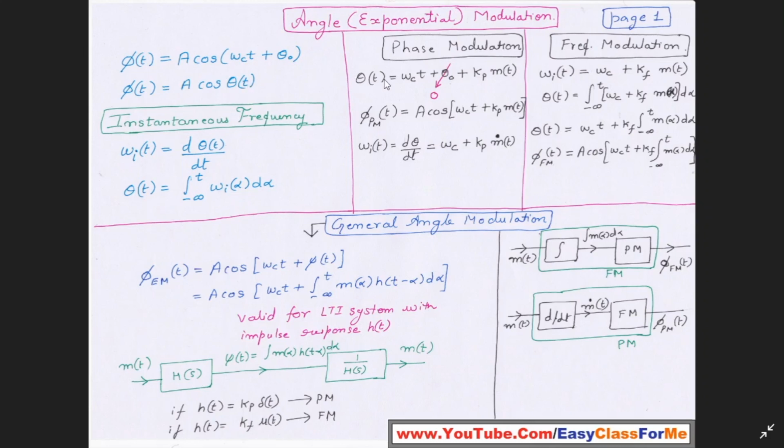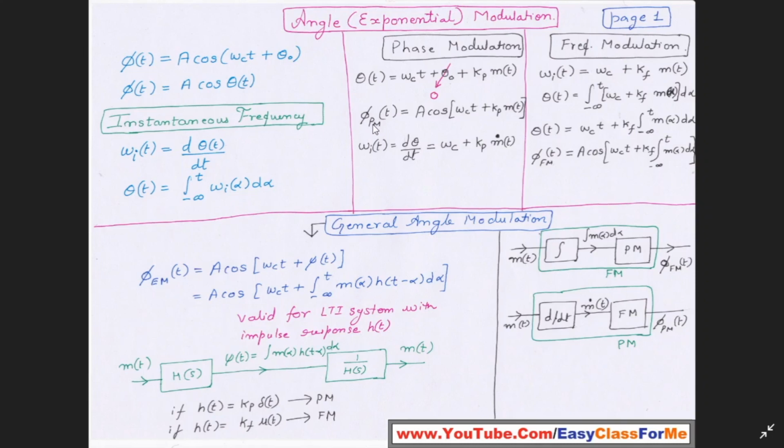So here you see this theta t is omega c t plus theta naught plus kp into m(t). This omega c t plus theta naught is a general linear time dependent term. Omega c is fixed here, t is time, and without losing generality, we can assume this theta naught to be zero. And this is how this complete theta t depends upon message signal. So this kp is some constant of proportionality, p because we are learning phase modulation. So kp into m(t), right? So this is how your angle is defined.